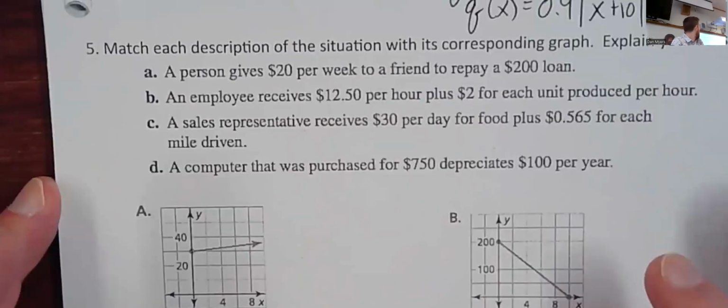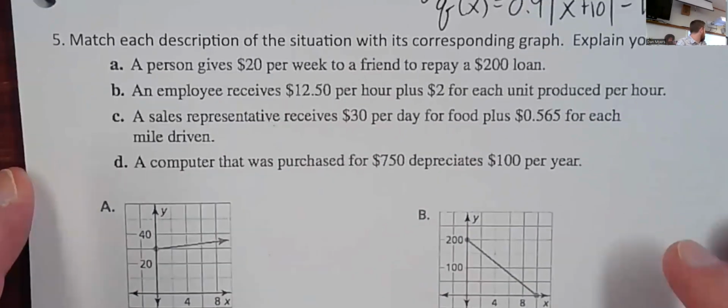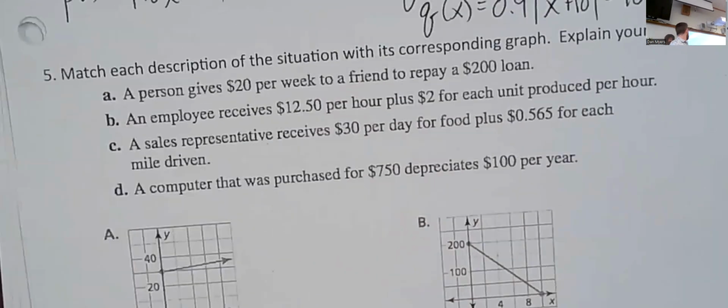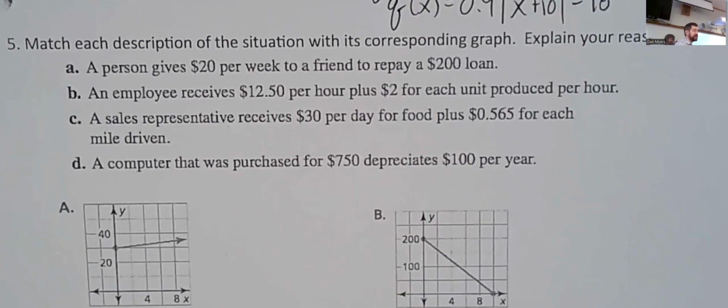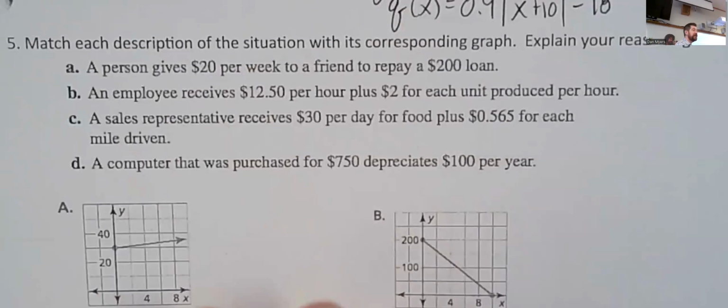All right, let's move on then. So here we go. Problem number 5, which I guess is our first real question here. Most of these, even if you don't remember the technical mathematics of this stuff, you could probably reason your way through this given the scenario and the fact that there's graphs to identify what's happening. So it says match each description of the situation with its corresponding graph. Explain your reason. So a person gives $20 a week to a friend to repay a $200 loan.